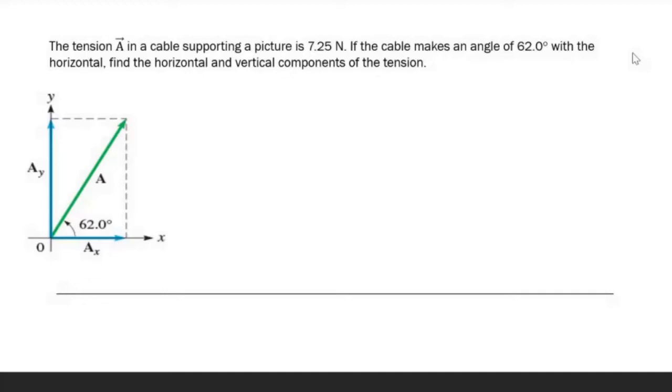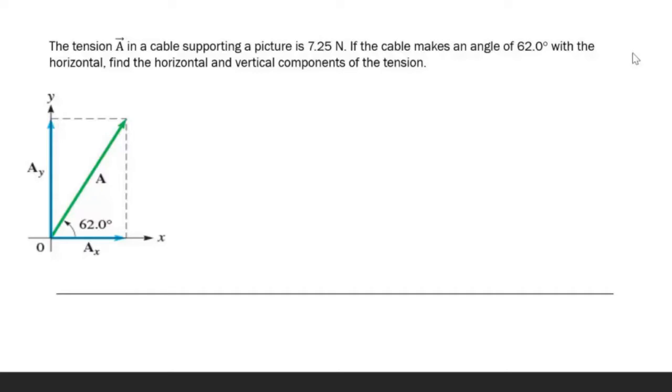The first step to adding vectors is to take each vector and resolve it into its components. What are the components of a vector, though? We're going to talk about the x and the y components of a given vector, in this case, vector A. The components are essentially the projections of that vector onto the axes. It's handy that we're already given a picture here.